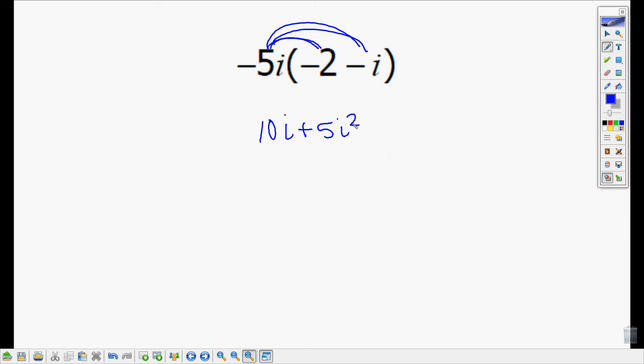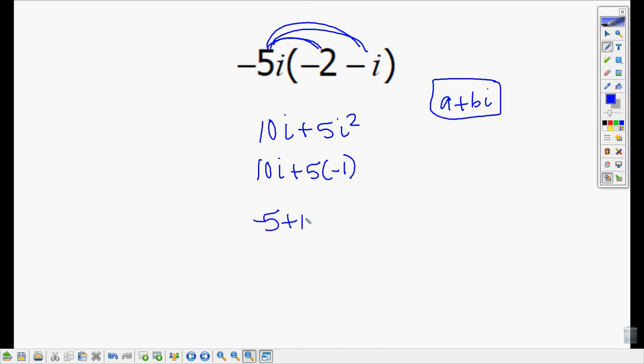Now remember here we have to simplify that i squared. We know that the value of i squared is equal to negative 1. So I'm simply replacing i squared with negative 1. Now we have to remember that complex numbers have to be in the form a plus bi. So I'm going to put my negative 5 first plus 10i. And that is my final answer. Okay?